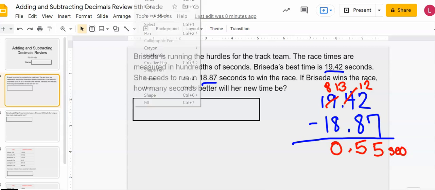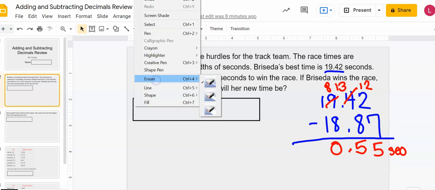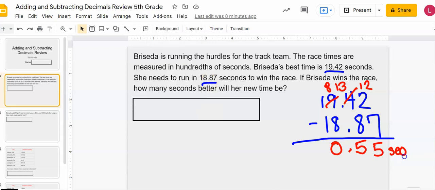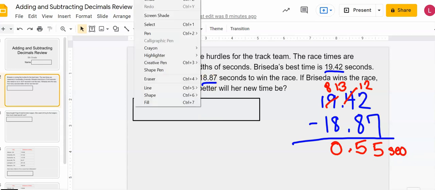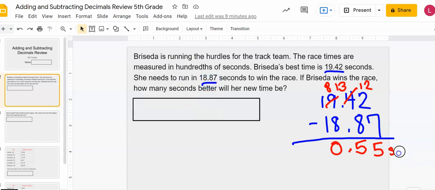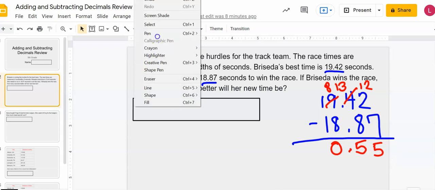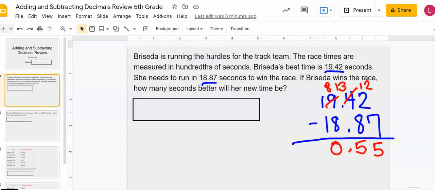Oops. Let me fix that mistake there. Always great to label our work. Put our units on there.